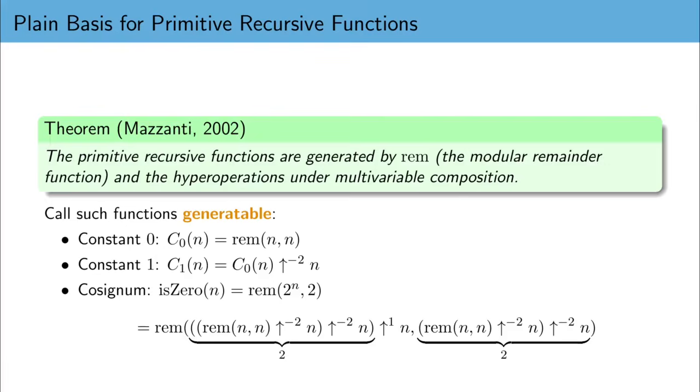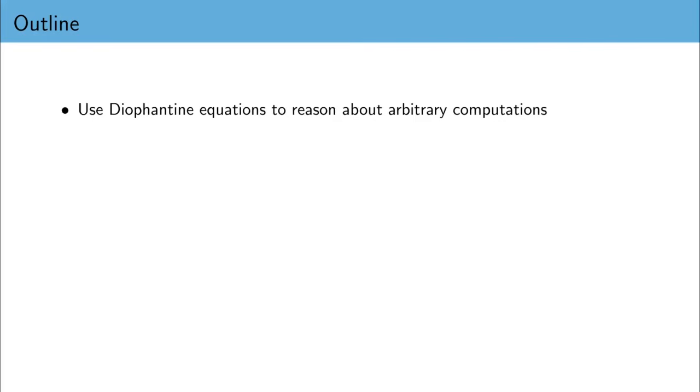So overall, these compositions are going to get quite gross. Once we prove that a function is generatable, I'm just going to use that function wherever I want to prove that other functions are generatable. So just like in the Jones and Matiyasevich paper, we're going to want to use Diophantine equations to reason about arbitrary computations. In this case, the computation of our primitive recursive function.